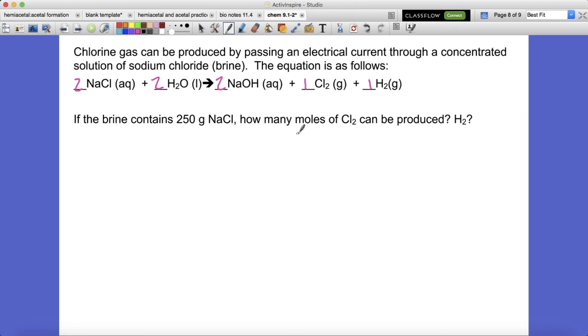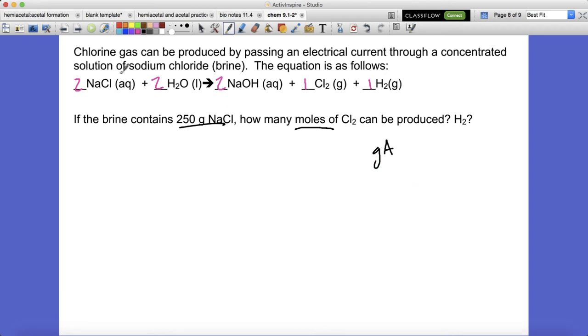Again, I have a problem in here. I want to know how many moles I can get from grams of sodium chloride. So this is a little bit different than the last problem. I'm going to need to start with grams of something. That's what I was given. So I have grams of A, and I want moles of B.